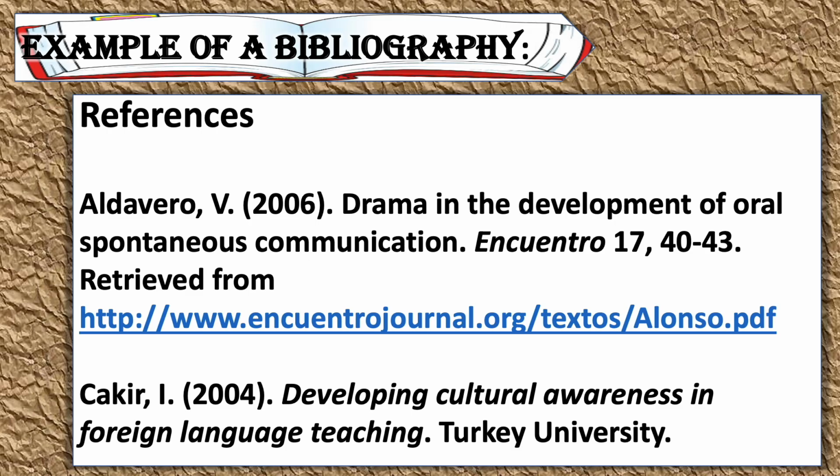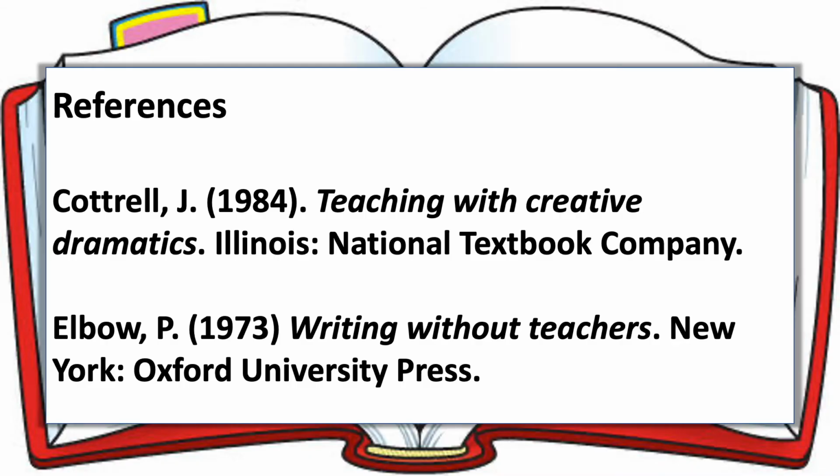We have here another example of a bibliography. As you can see, it is arranged alphabetically. Again, another example. Under C, we have Cottrell J, and then followed by Elbow P, something like that. Now, how about if there are multiple authors? We can follow this rule.